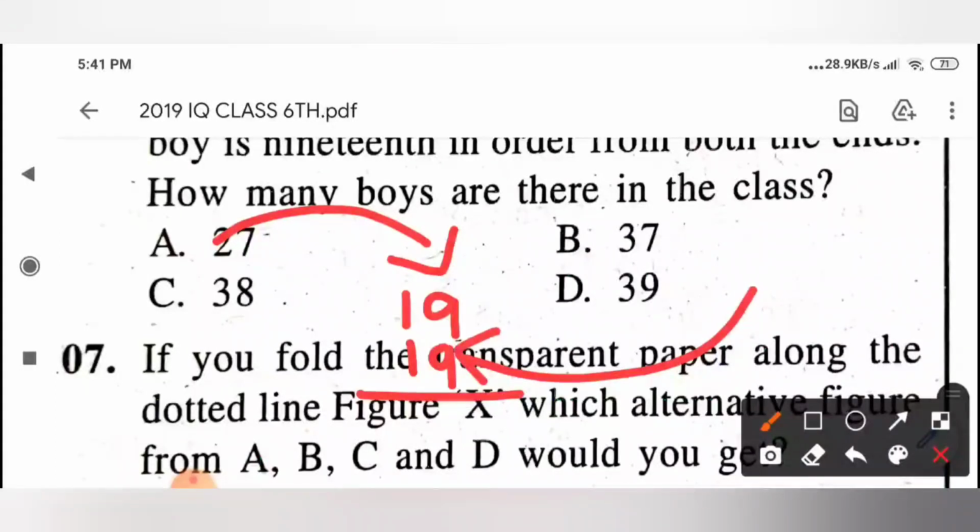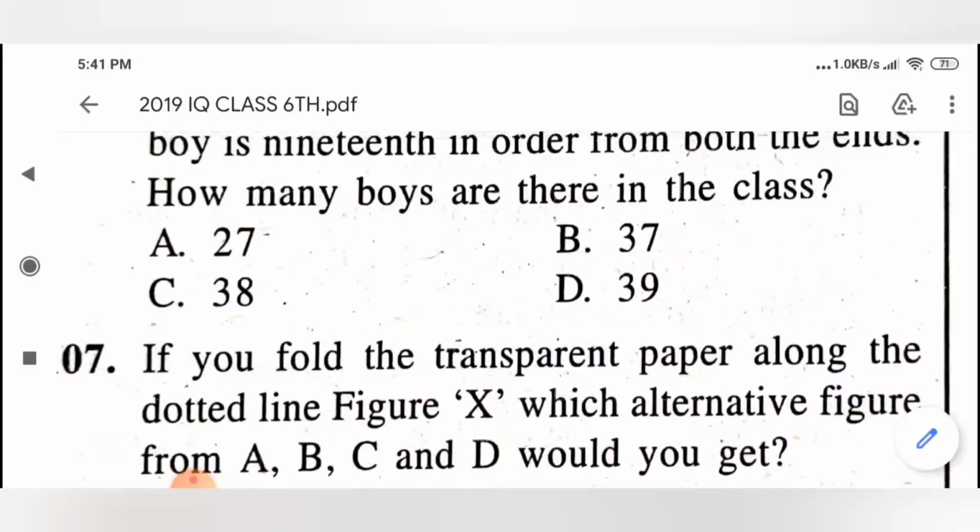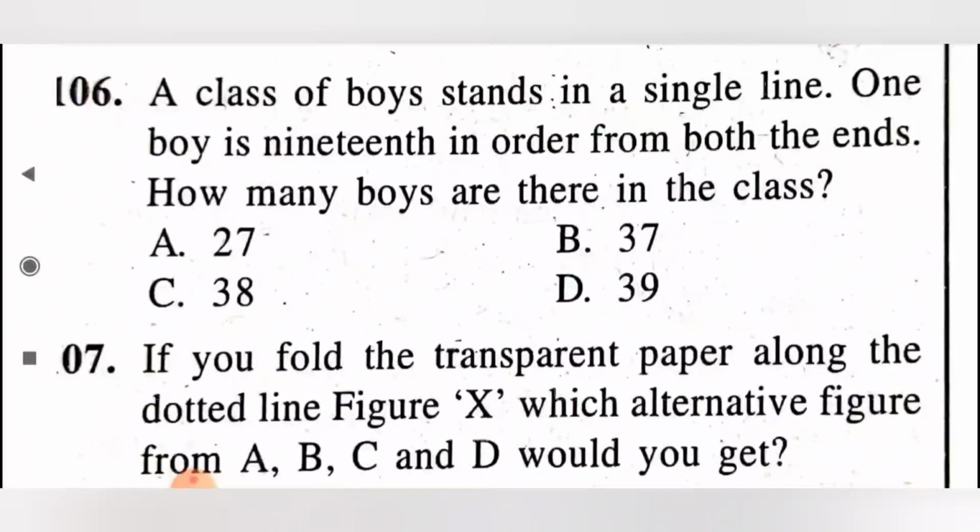So the total number of boys is 38 minus 1. Because that particular boy, we are counting him from left, and again we are counting him from right also. The boy is getting double counted. So 19 plus 19 minus 1, that is to avoid double counting. So 38 minus 1 is 37. So total number of boys in the line or in the class is 37. Minus 1 is done to avoid double counting of the same boy.